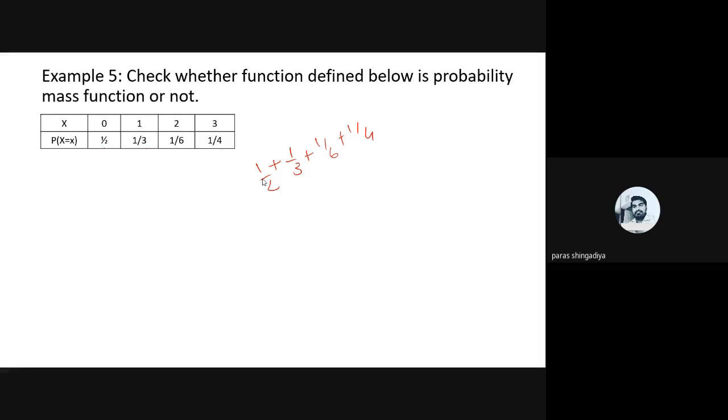Clear? Okay, so we'll solve some more examples in the next lecture. We'll stop here in today's lecture, and we'll discuss more examples in the next lecture.